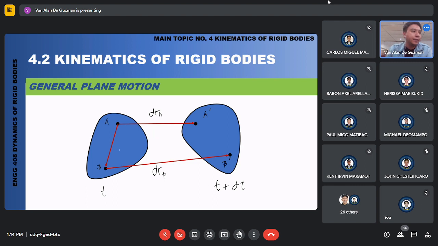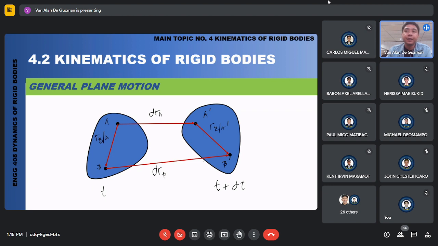Next. So this one naman, these two right here, this is the measure naman of the relative position ng point B with respect to A within the same rigid body. So we have here position vector r_B/A. Sorry, it's not a change, it is a constant value, hindi naman po siya magbabago. So this is a measure lang ng position vector B relative to A. B relative to A. Ganun din po dito, B relative to A prime.